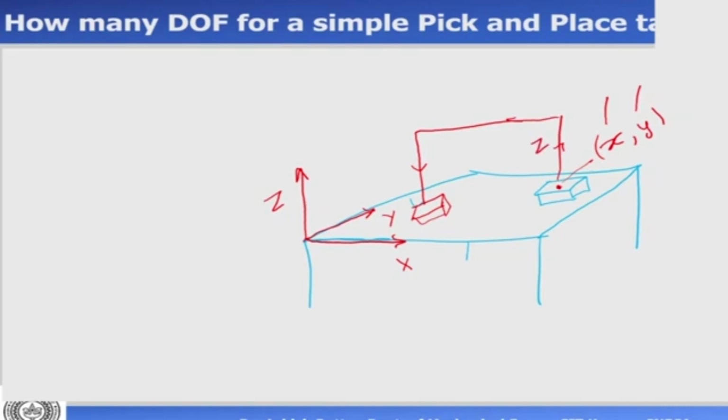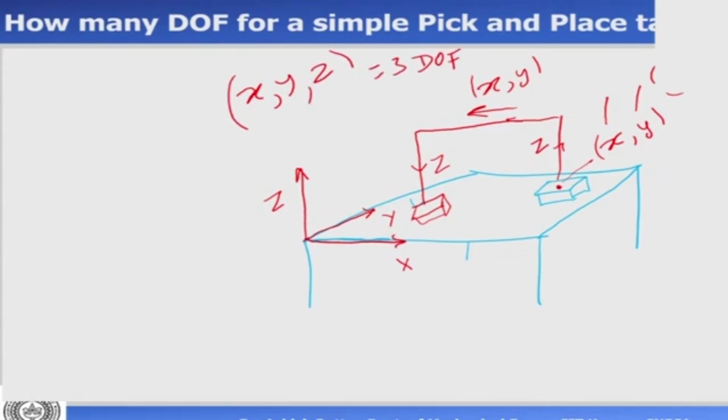So I had 2 degrees of freedom, x and y. Now I have 1 more, z, which is required. Then I want to move in this direction. Moving in this direction means x and y only, so this is already covered. Going down again means z, which is already covered. So now we see that we need x, y, and z. That means 3 degrees of freedom.